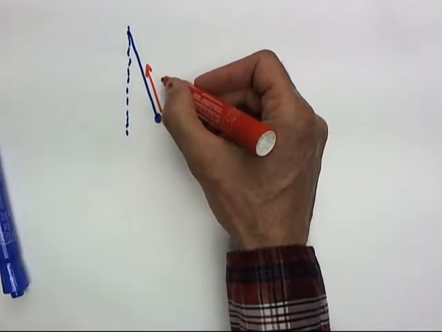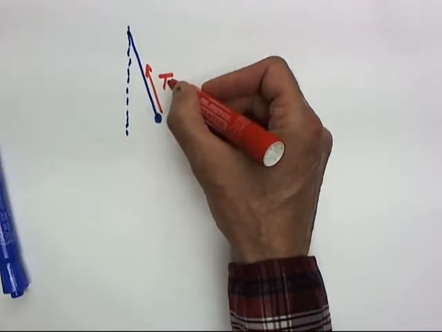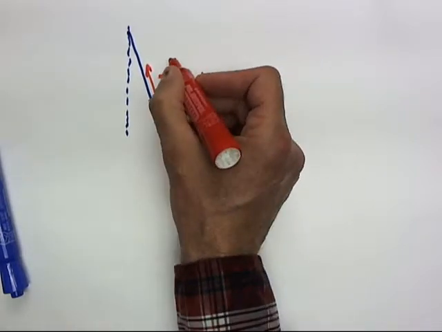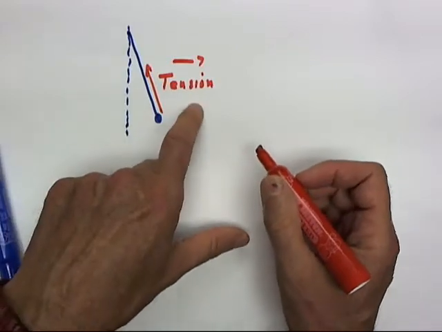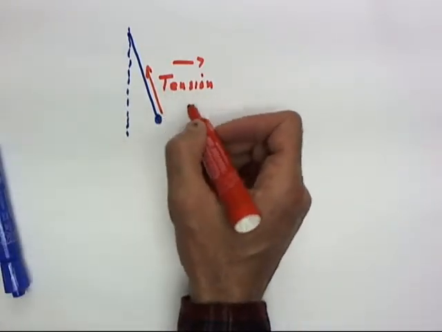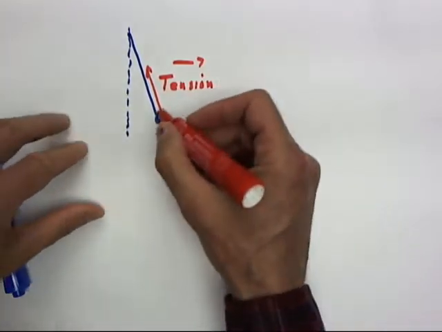So this is our force, which I'll call tension. I could use just a single letter T for tension, but I'm going to write out the whole word. And tension is a vector. It's a force, therefore a vector.